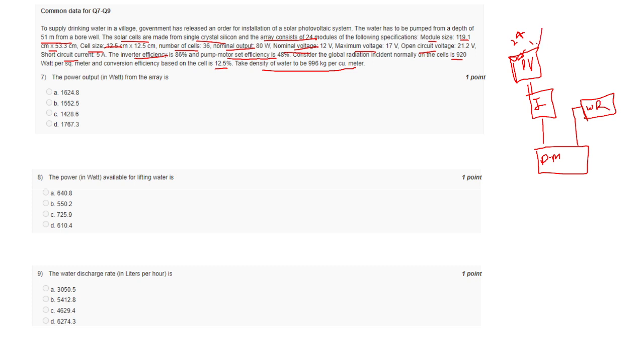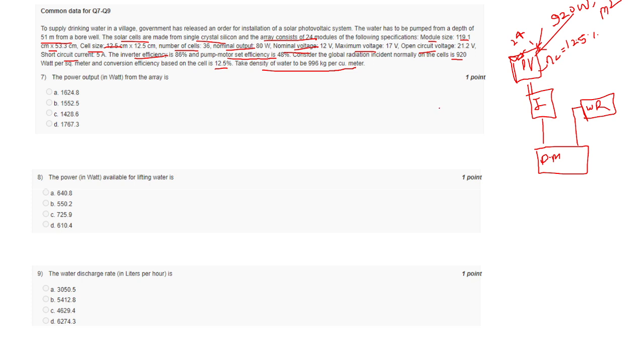This radiation is given as 920 watt per meter square. And what's given is the cell based efficiency, which is 12.5%.